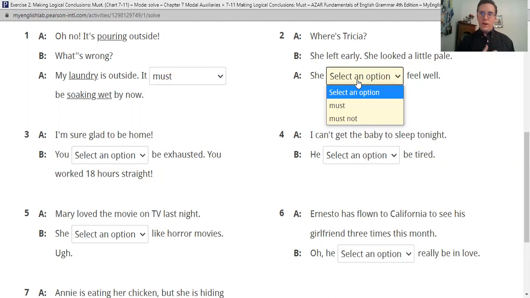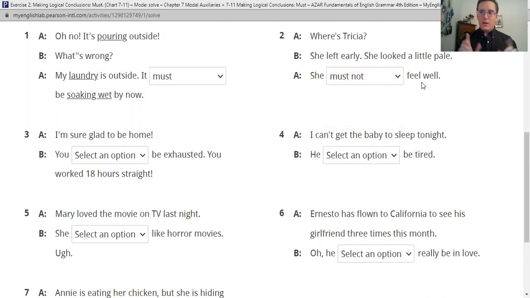What do you think? Where's Trisha? Where is she? She left early. She looked a little pale. She didn't look well. Her skin was very white. I don't think she must not feel well. Okay, so my best guess is she doesn't feel well. She feels sick. Read through number 3, 4, 5, and 6 and choose must or must not. Pause the video now.